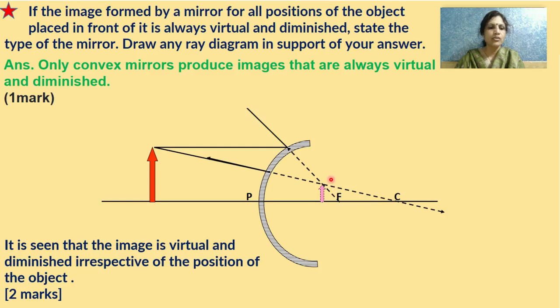So you can just observe from the image formed here in this case of the convex spherical mirror that it is a diminished image, it is a virtual image, and the image is formed irrespective of the position of the object. For drawing the ray diagram, 2 marks will be given, and the total marks to the question is 3 marks. Alright, so let's all move to the next question.